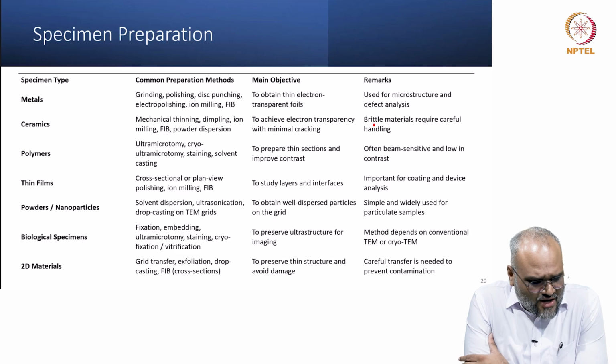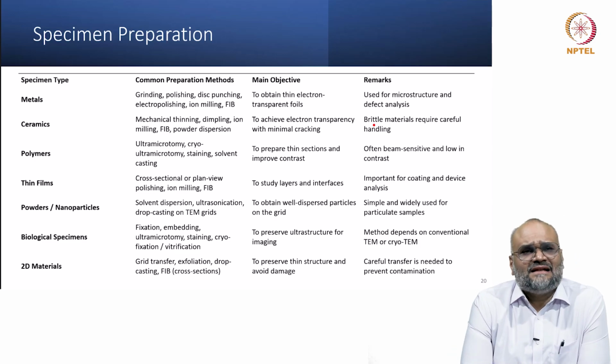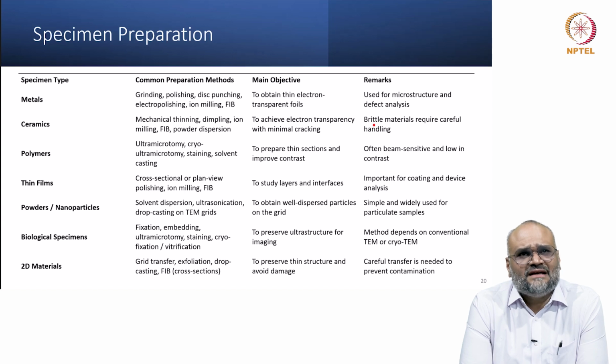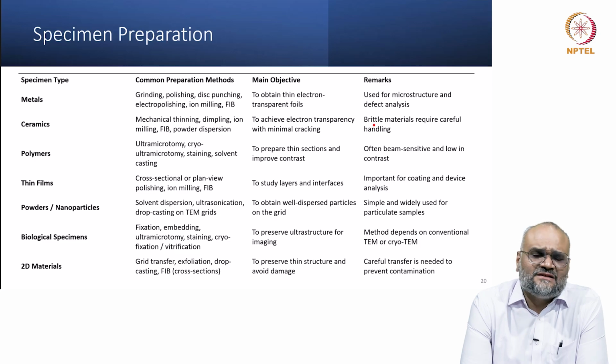So if you look at the common specimen preparation methods for metallic samples, we have the classical cutting, grinding, polishing, electropolishing and ion milling, and also you can use focused ion beam. The main objective is to prepare thin electron transparent foils, and you can use these for typical microstructure, morphology, phase identification and defect analysis in metallic samples.